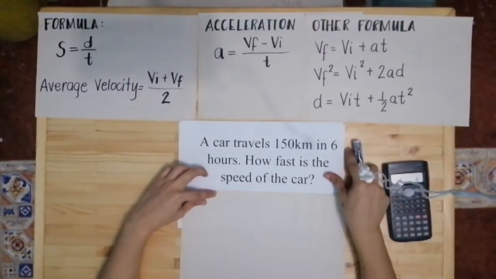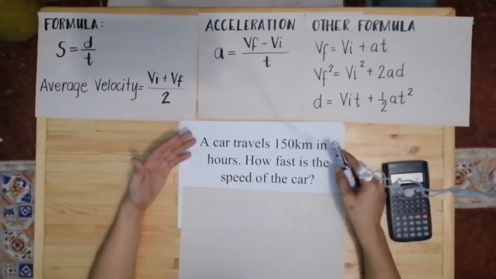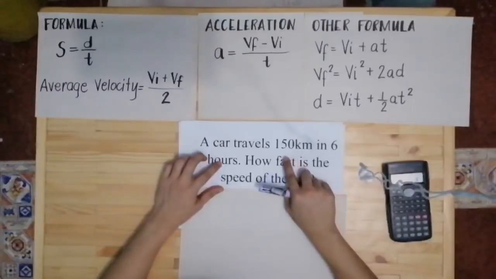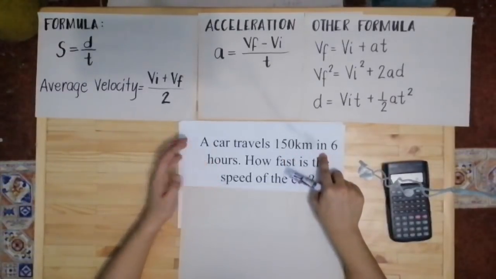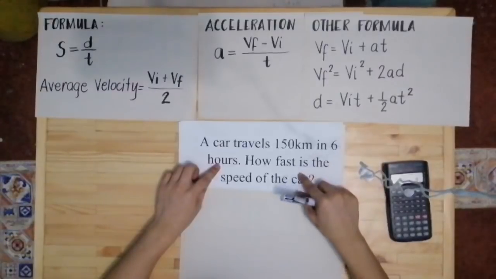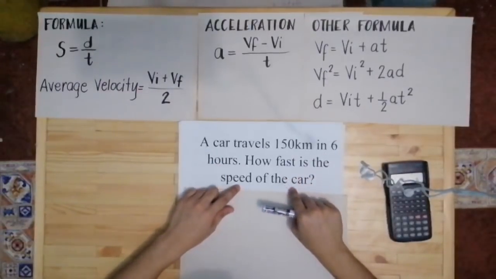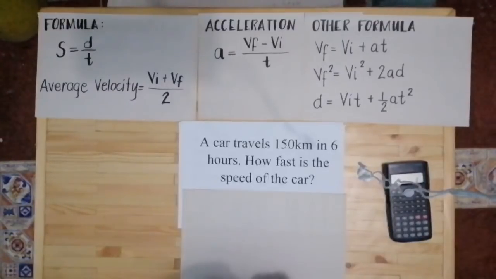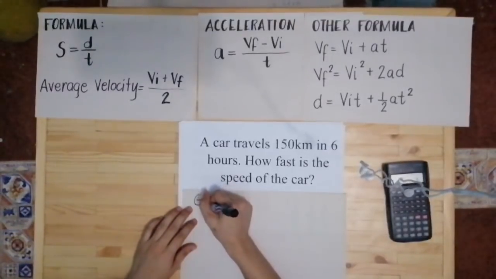Dito daw sinasabi, merong kotse na nag-travel ng gaano kalayo? 150 sa ilang oras? 6. Ang tinatanong, gaano daw kabilis yung kotse? So, ang proseso ng pag-solve dito, you have to write down first the given.